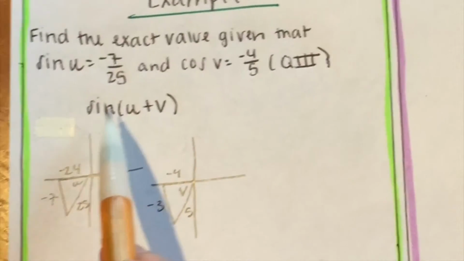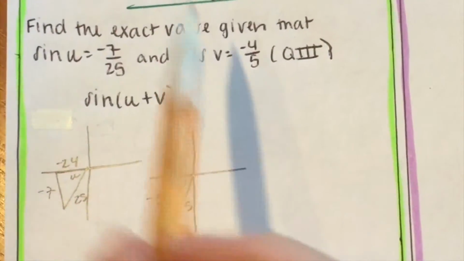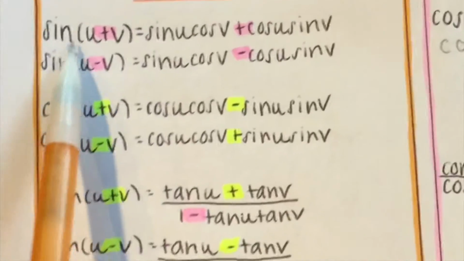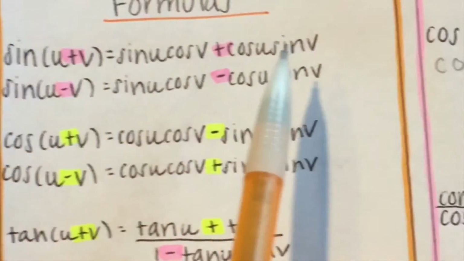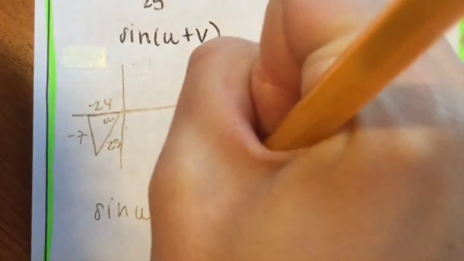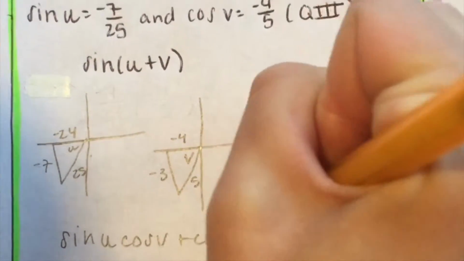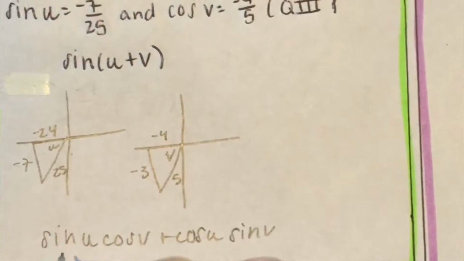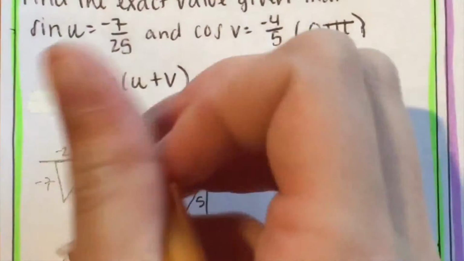So up here it says sine of u plus v. It relates to this formula up here, which is sine u plus v equals sine u cosine v plus cosine u sine v. So we come back down here, we write down the formula, sine u cosine v plus cosine u sine v.